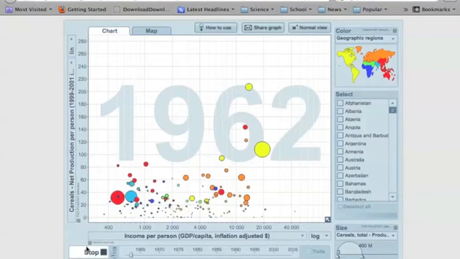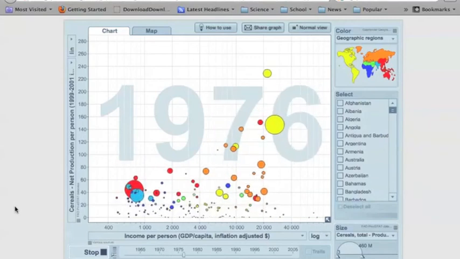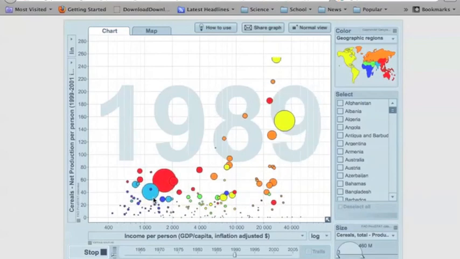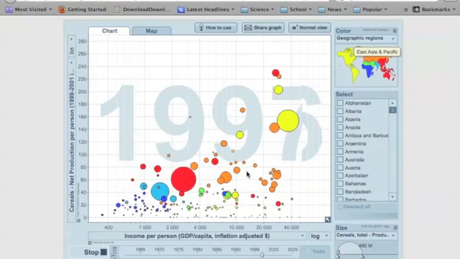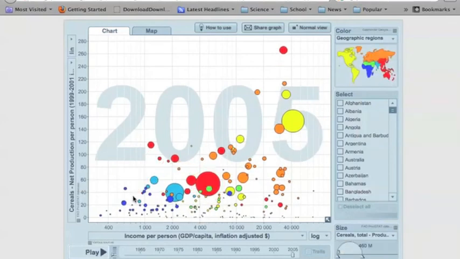If we watch what happens over time, the pattern that's going on here is fairly similar, where even though some countries are increasing their wheat production or their cereal production, it still is a fairly consistent pattern that countries with less money are producing less wheat and countries with more money are producing more wheat. Additionally, the size of the country might be a factor as well.